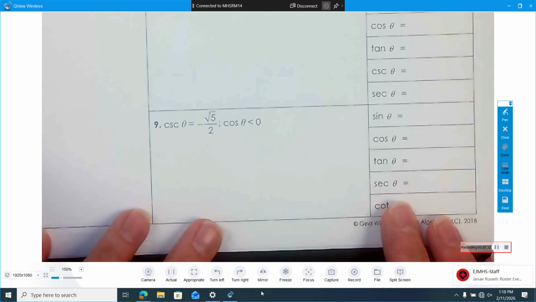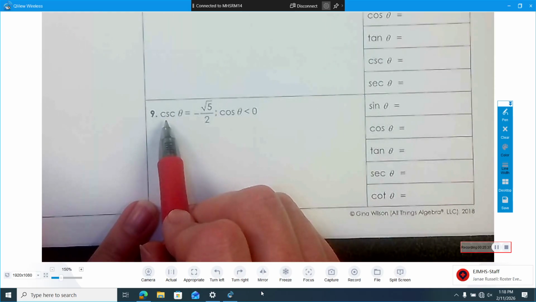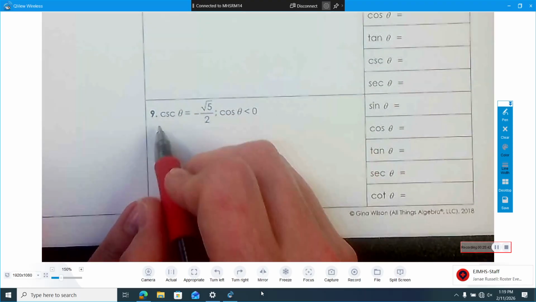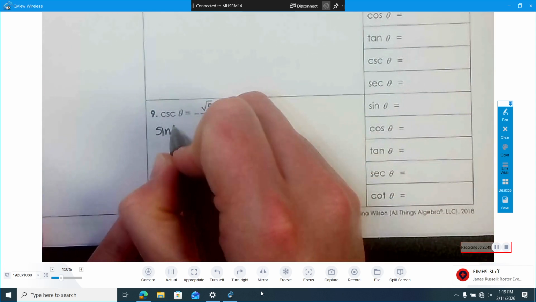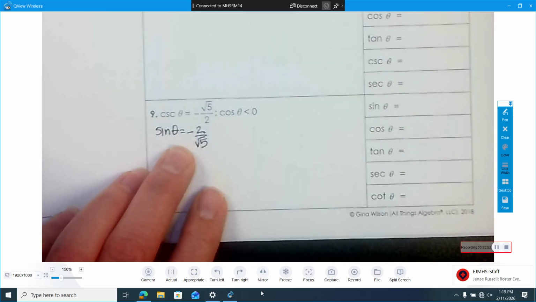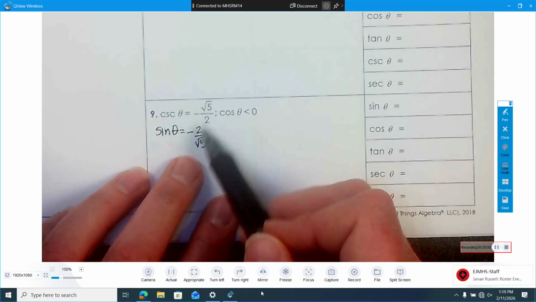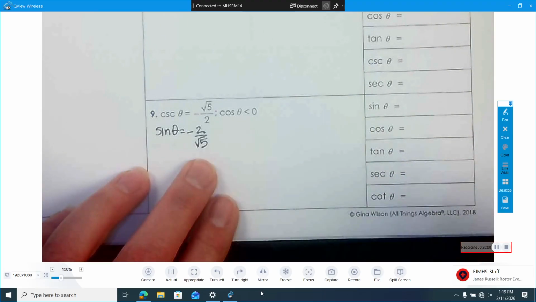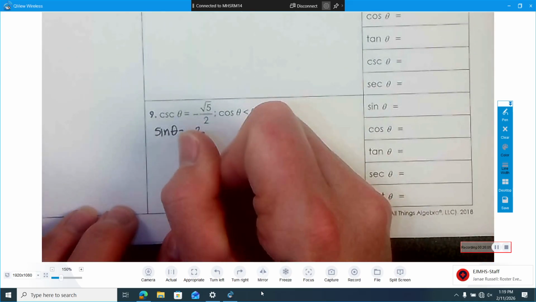Number 9. So, cosecant is a reciprocal function. What's its reciprocal, friend? Sine. So sine of theta is... I'm going to leave it unsimplified, though, and that's totally fine for now. The reason I needed to do that was because I can draw a better picture.